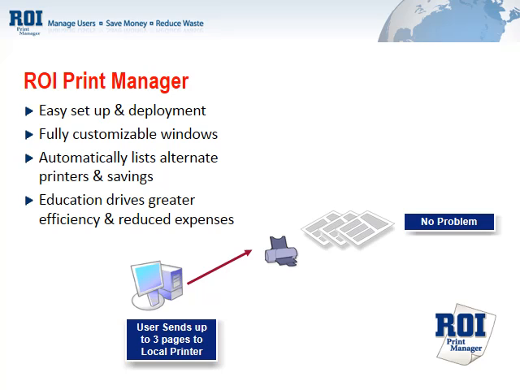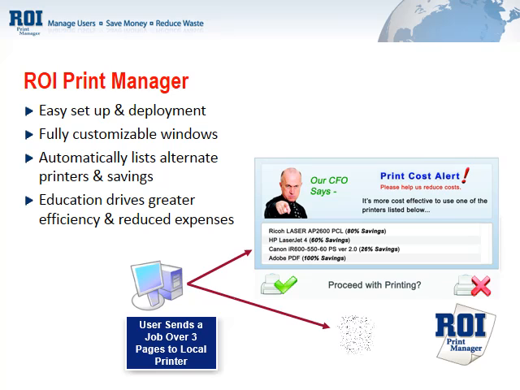At the other end of the spectrum, in our example today, we'll be looking at jobs that should or shouldn't be produced locally on a desktop laser or inkjet printer. In this example, we've put our page count threshold at 3, telling an end user that anything under 3 pages can be printed locally, but anything over that should be printed at a more cost-efficient and productive multifunction device.